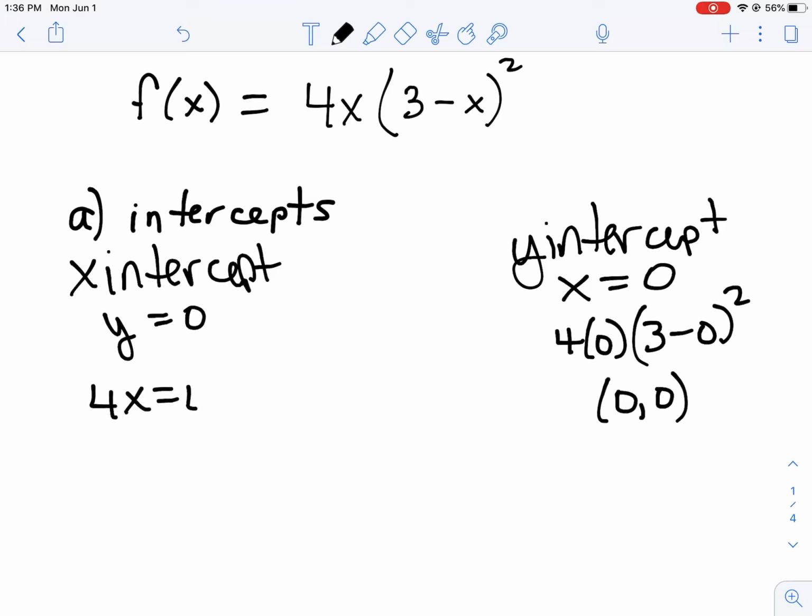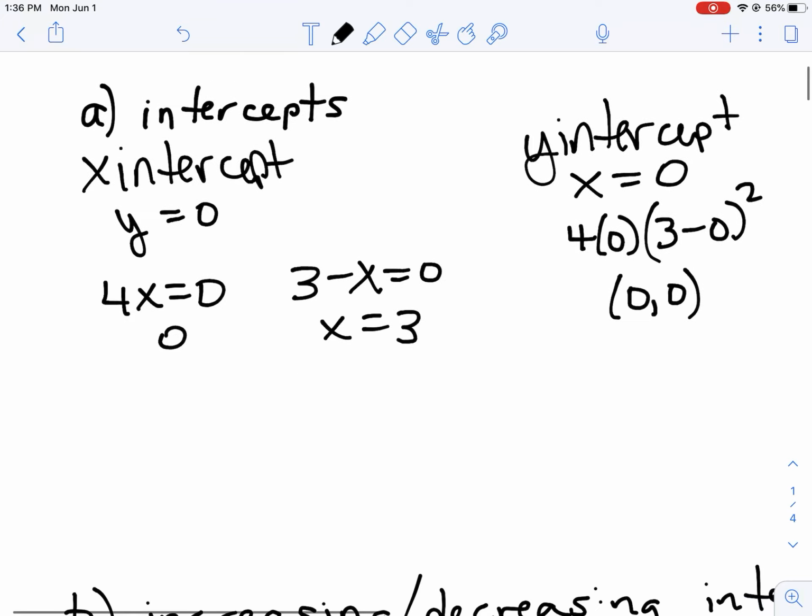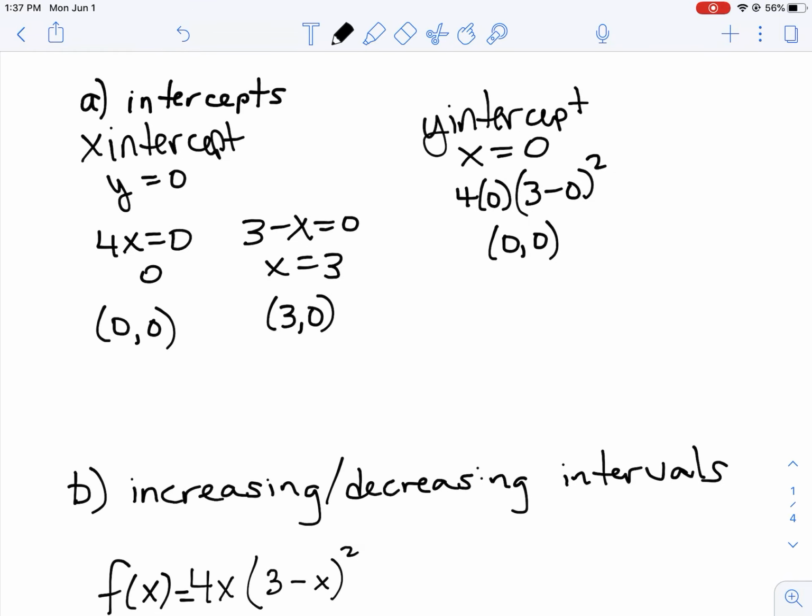So either 4x equals 0 or 3 minus x equals 0. So x equals 0, that's what we were expecting from the y-intercept. And this one, x equals 3. So we have two x-intercepts. So we have the origin and we have the point 3, 0. So we have the intercepts for our function.